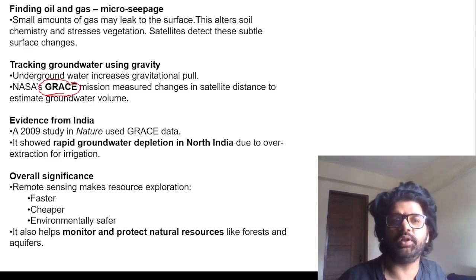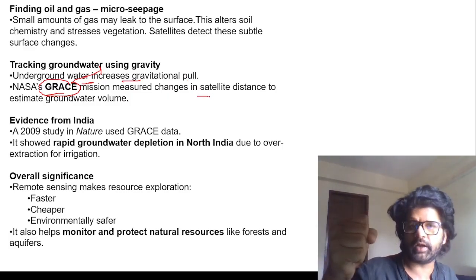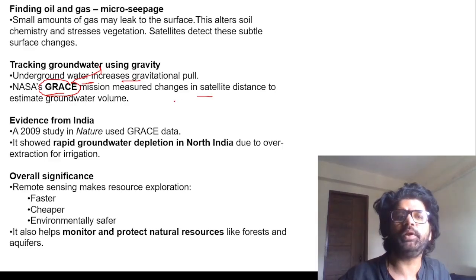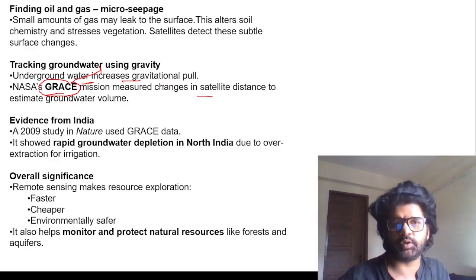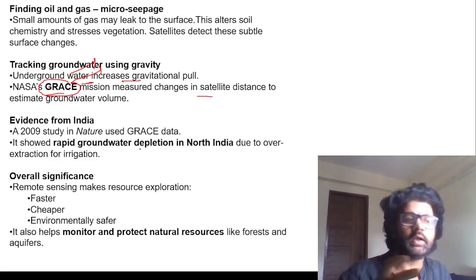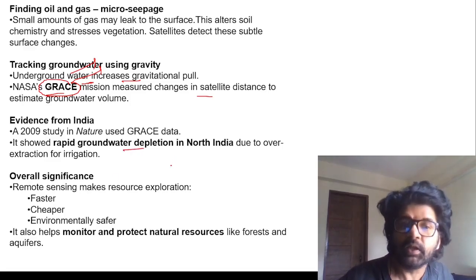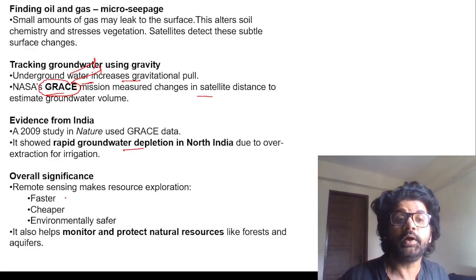NASA's GRACE mission, they focus on gravity. What happens? Underground water, if it is more, it increases gravitational pull. And when the gravitational pull is more, the satellite distance will also change. So based on that, if they see more gravitational pull, they say that there is more underground water. In India, when GRACE data was observed, we realized that gravitational pull in the Indian region is less. That means groundwater depletion is happening. So all these things are done by remote sensing.